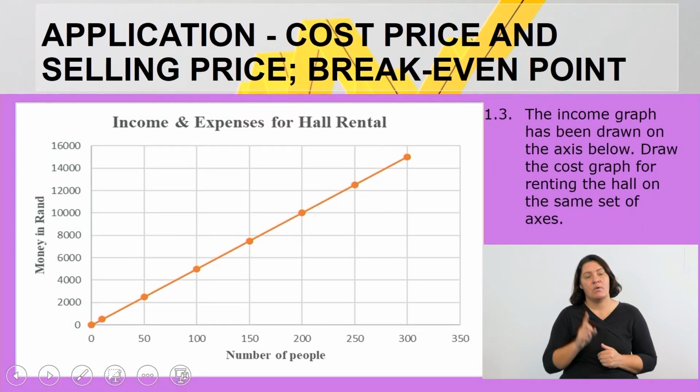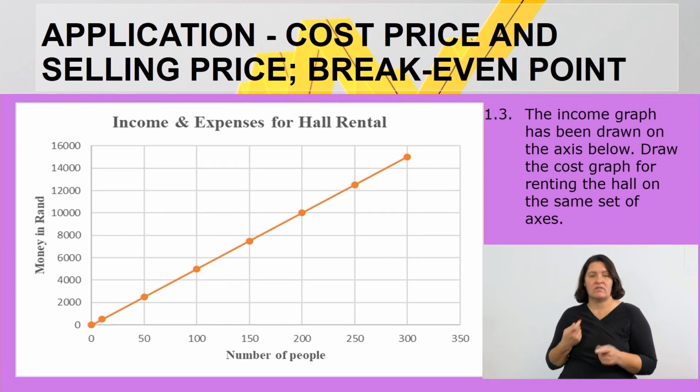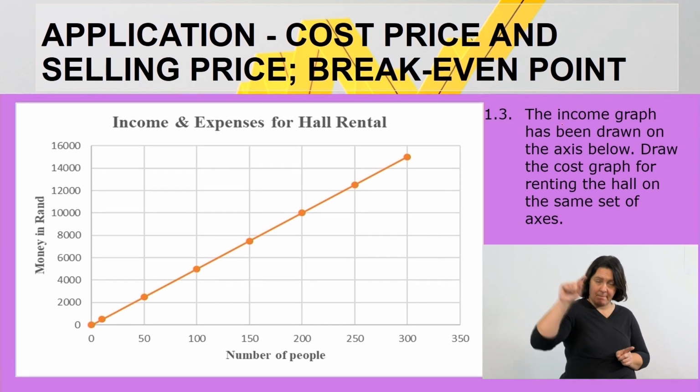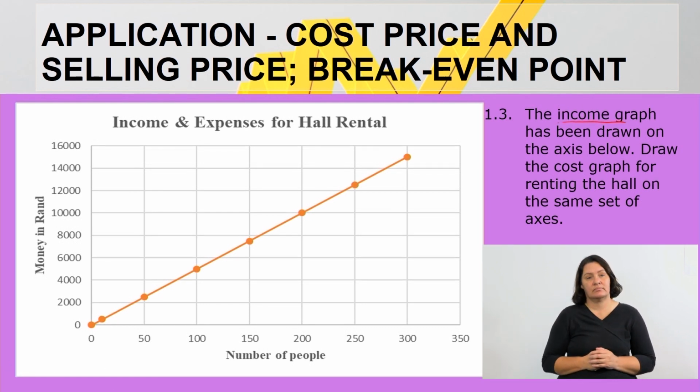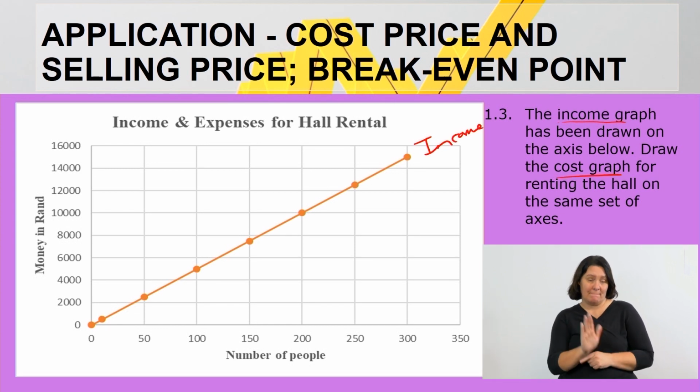Guess that is fine. I'm saying further down, the income graph has been drawn on the axis here. Draw the cost graph for renting the hall on the same set of axes. Right, so now we have to look at, we are saying the income graph is here. This is the income, and I just want to quickly label it so that we know this is the income graph. Draw the cost graph for renting the hall on the same set of axes.